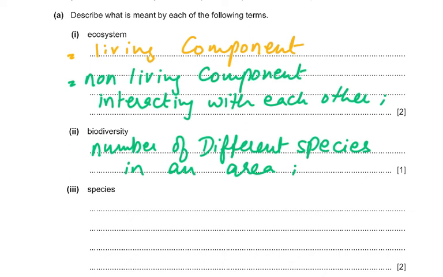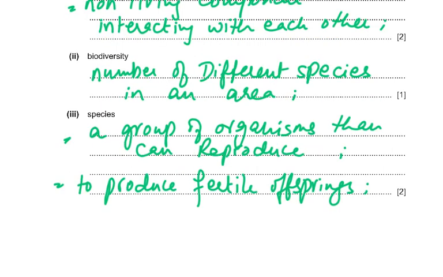Biodiversity means number of different species in an area. The more the number of plants, the more the biodiversity. More plants means more birds, more birds means more insects, more butterflies. So, number of different species in an area. Species: a group of organisms that can reproduce to produce fertile offspring. I'll just give you a detailed definition of species at the end.